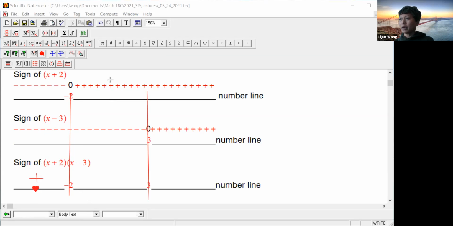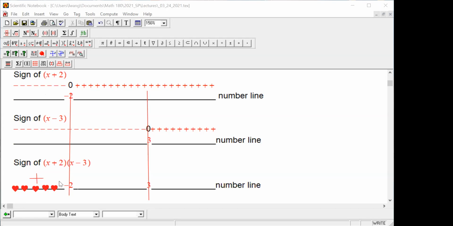Okay, and you can keep doing what you're doing. You can plug in any number from here. You will be handling negative times negative, so they're all going to be positive. Do you follow me? Does everybody follow me? Am I too slow? Yeah, I understand it.